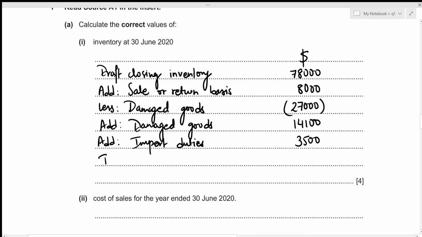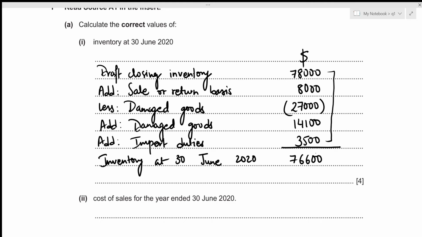So that's inventory at 30 June 2020. And that is just going to be the sum of these five amounts. So that's 78,000 plus 8,000 minus 27,000 plus 14,100 plus 3,500, which results in the value of 76,600. And this concludes the first part.